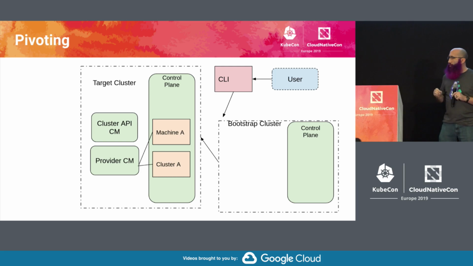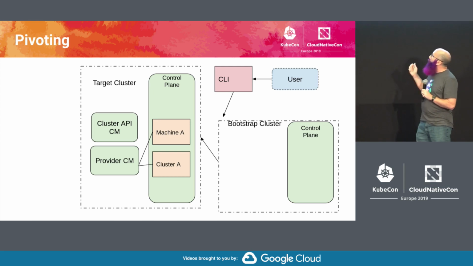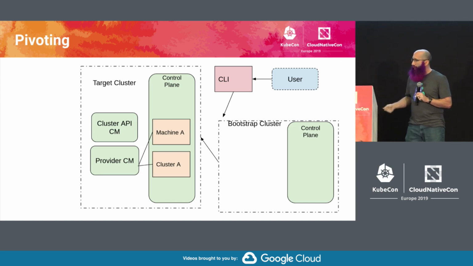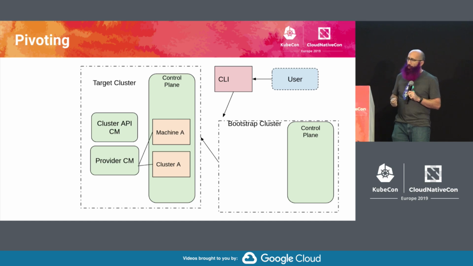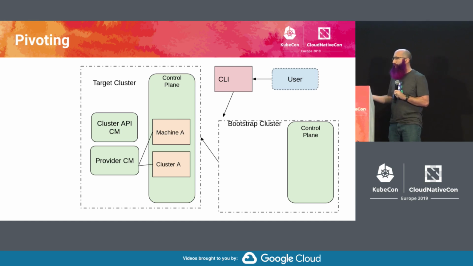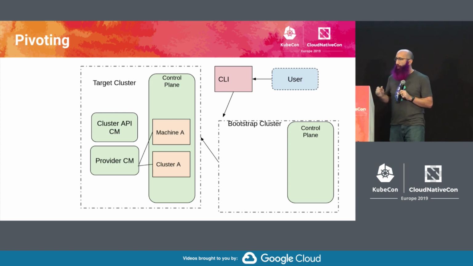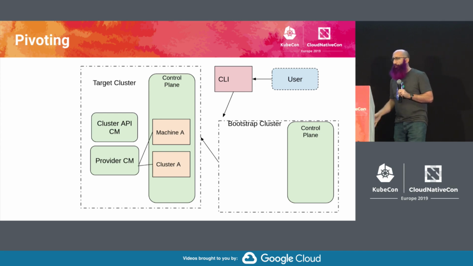It's not quite that simple though, because if we just moved everything over and didn't take into account order, there's a whole lot of things that could go wrong. The first is if we don't ensure that we shut down the controllers on the bootstrap cluster before we migrate them over to the target cluster, we can end up with a situation where we have two different sets of controllers reconciling the same object, and they could potentially be fighting against each other, trying to effect different changes on the cluster. So we actually scale down the controller managers on the bootstrap cluster.